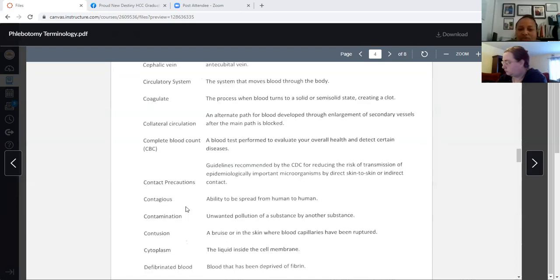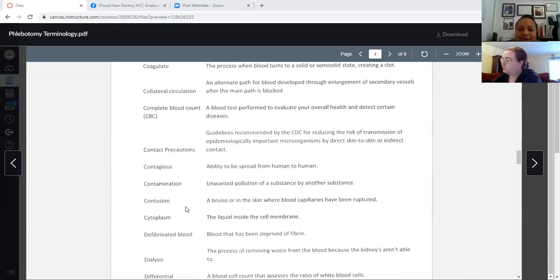Contact precautions. Guidelines recommended by the CDC for reducing the risk of transmission of epidemiologically important microorganisms by direct skin-to-skin or indirect contact. Contact precautions. Contagious, the ability to be spread from human to human. Contamination, unwanted pollution of a substance by another substance.